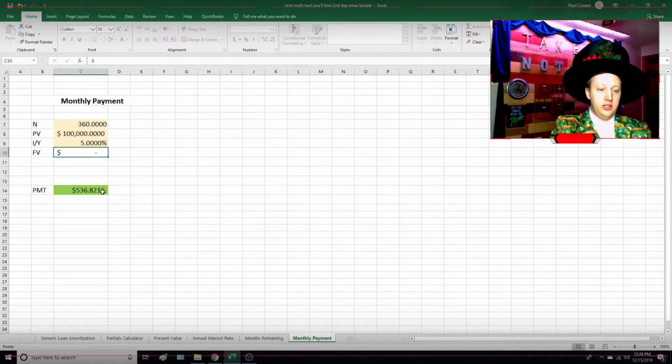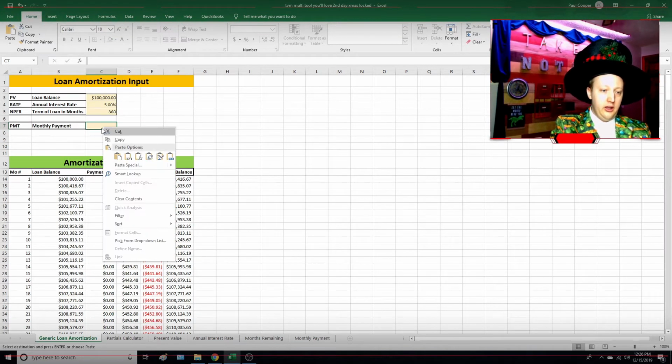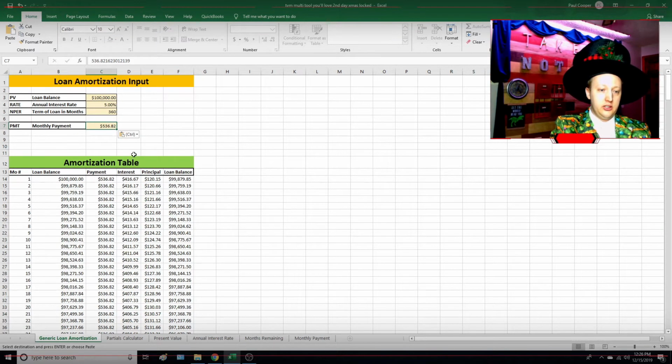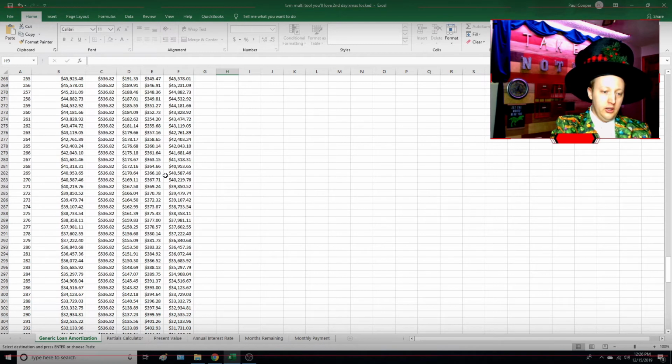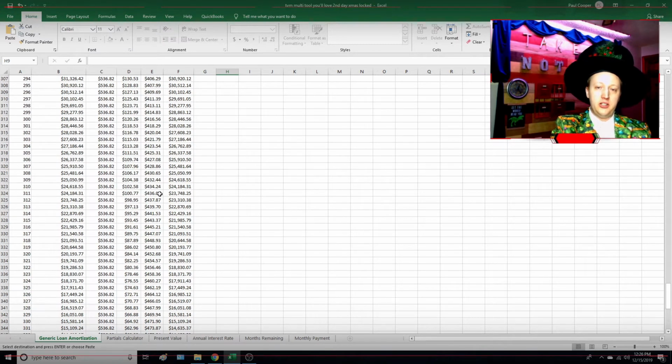So 536.82. What we can do is copy this, go here, and paste it just as the value. And now we've got our amortization table. So if you look at it, it says what month, what the balance is starting off, what the payment is, how much of that goes to interest, how much goes to principal, and then the remaining loan balance. It just goes all the way down for all these years. And this is nice just so you can see what the payment schedule is like.